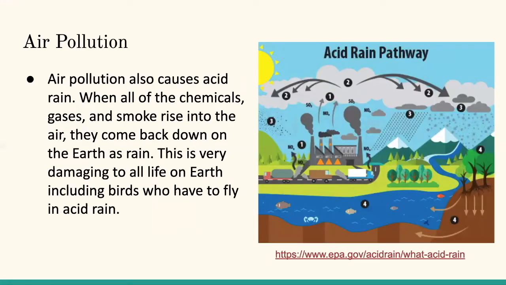Air pollution also causes acid rain. When all of the chemicals, gases, and smoke rise into the air, they come back down on the earth as rain. This is very damaging to all life on earth, including birds who have to fly in acid rain.